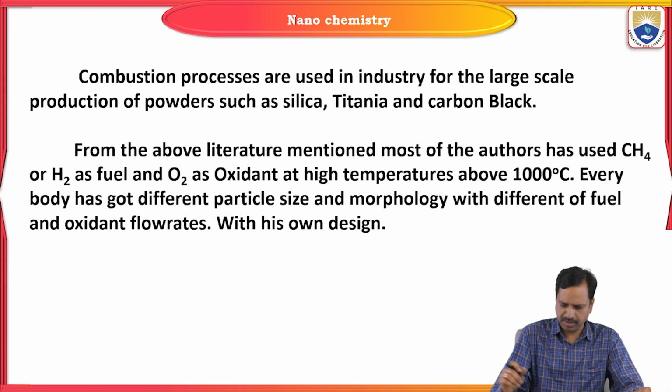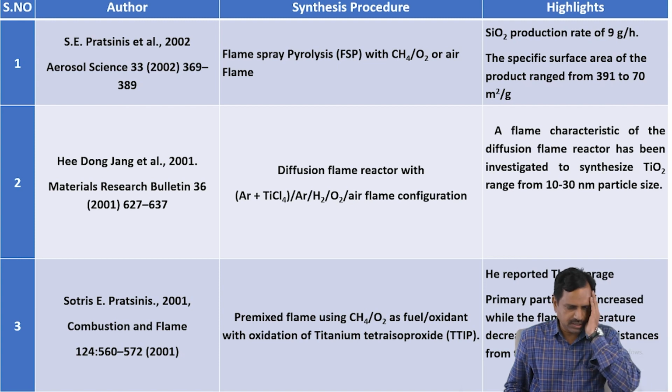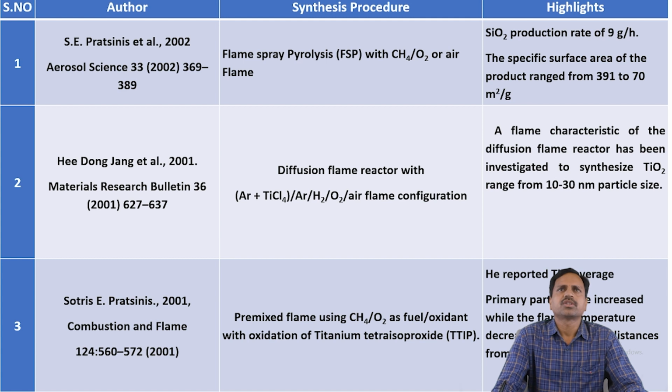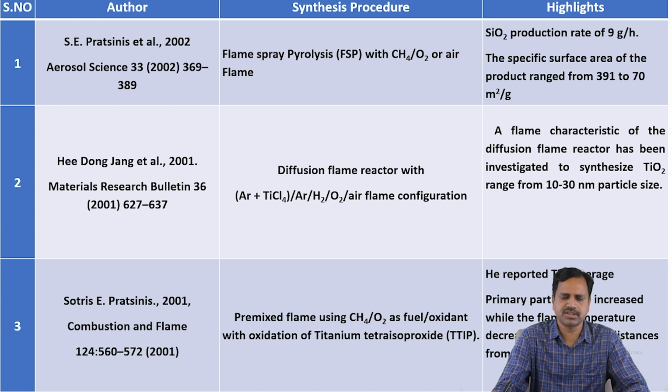From the literature mentioned above, I will go through some of the literature where nanomaterials have been synthesized. S.E. Pratsinis et al., 2002, Aerosol Science. This process is called flame spray pyrolysis. They used methane as fuel and oxygen as oxidant, and they synthesized silicon dioxide, and the production rate is 9 grams per hour.